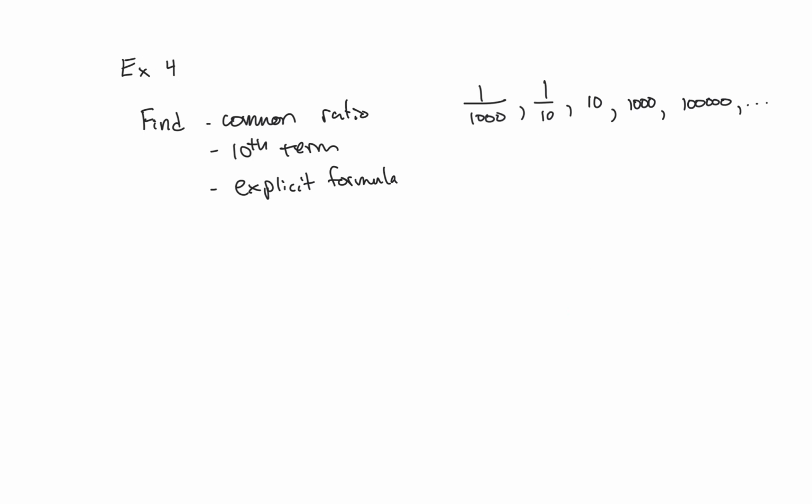Let's do another example. Here you can see that I'm starting off with a really small number, and that number increases each time. And I can start off at the top. If we wanted to find our common ratio, if you take 100,000 divided by 1,000, that's equal to 100. If you take 1,000 divided by 10, that equals 100.